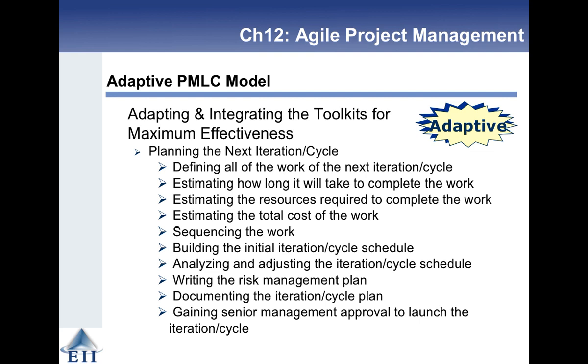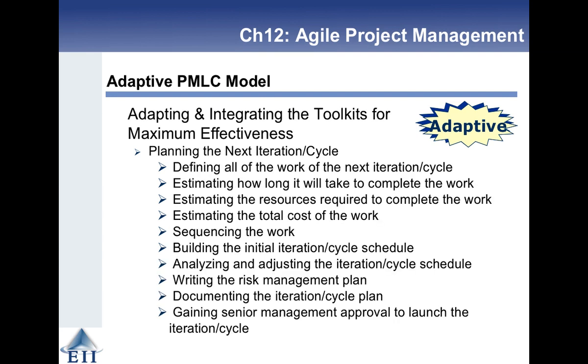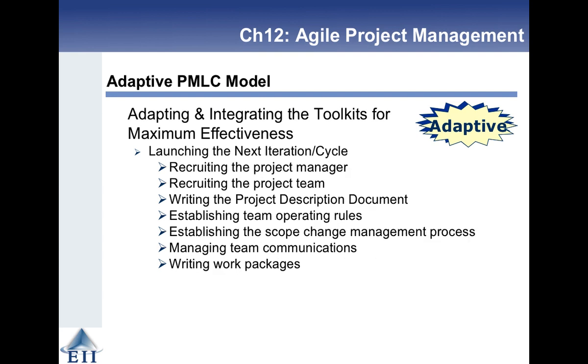So for planning the next cycle, you define all the work for the next cycle, you estimate how long it'll take, you estimate the resources, the total cost, and the sequencing. You build the initial iteration cycle schedule, you analyze and adjust the schedule, you write the risk management plan, you document the plan, and you get senior management approval.